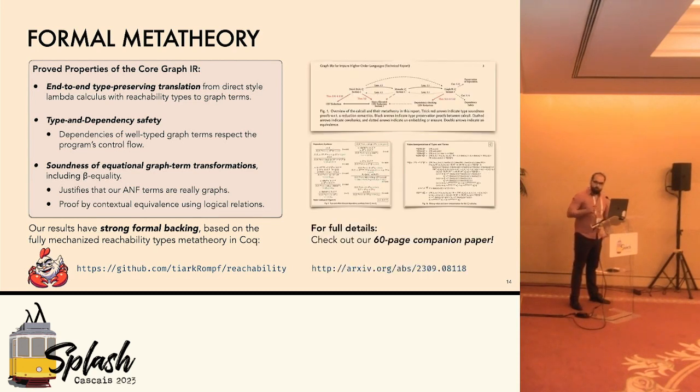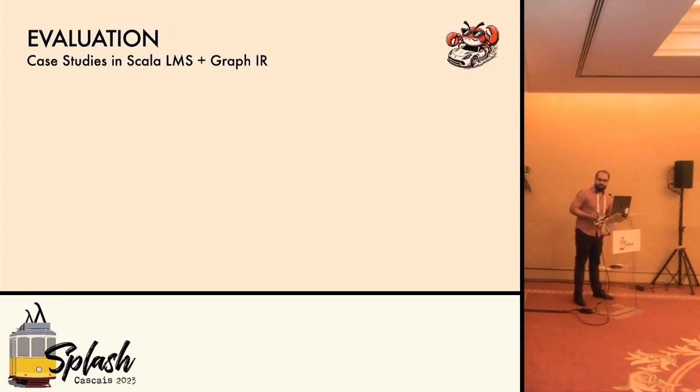And the full details for the graph IR based on these results are on pencil and paper in our 60-page companion paper on arXiv. And that was the result of a very intense reviewer discussion. Quite exhausting, I can tell you. And finally, we also have implemented this graph IR in the Scala LMS compiler framework. LMS is a library in Scala for writing compilers. It supports multi-stage programming.